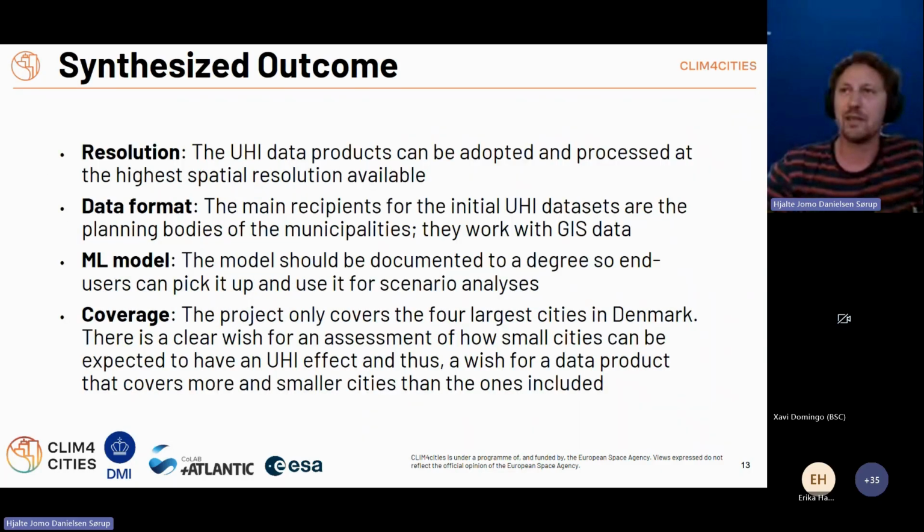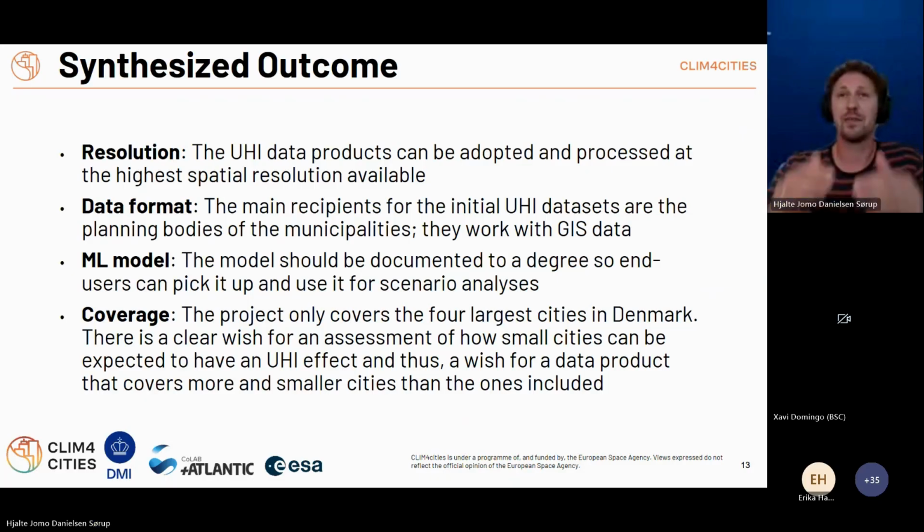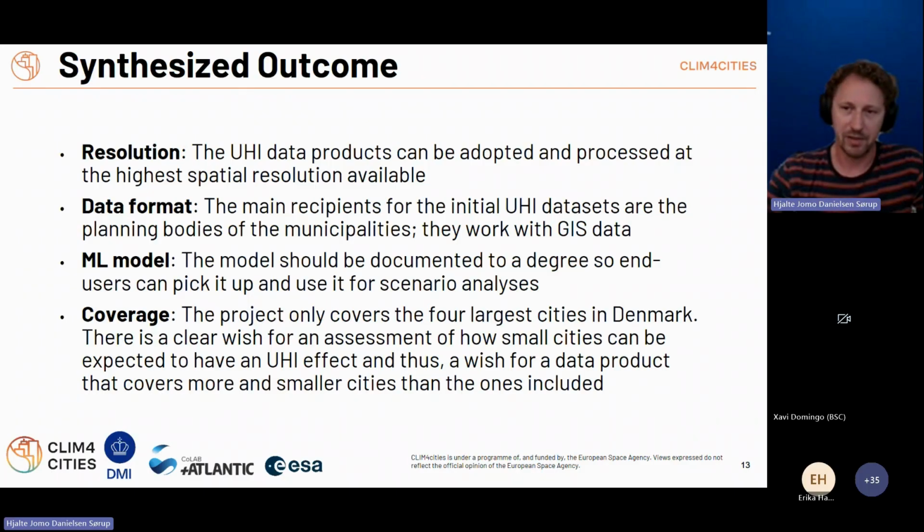Afterwards, we did another round of synthesization across the different roles to really say, okay, if we focus on the outcome of the project, how can we actually see that? And it came up with these 4 headlines. So resolution: at least in a Danish context, a lot of planning data is available in extremely high resolution.